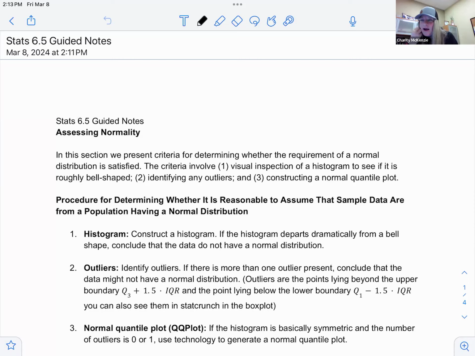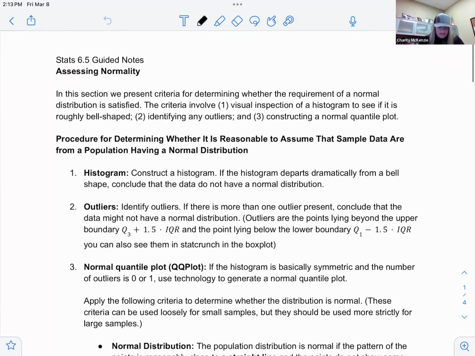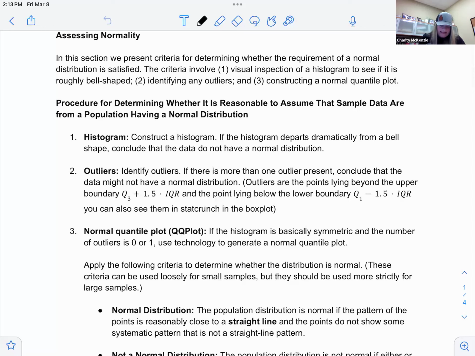We're going to identify outliers, because if you have too many outliers, then we just say it's probably not normal. And then we construct that QQ plot, or normal quantile plot. So this in your note packet is going through all of those ideas. We always start with the histogram, the only thing we've looked at till now.